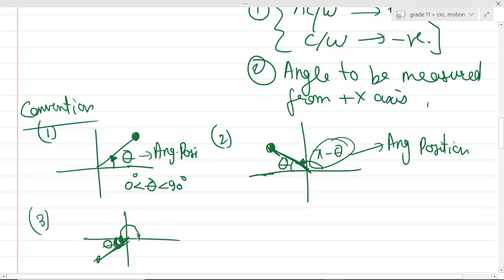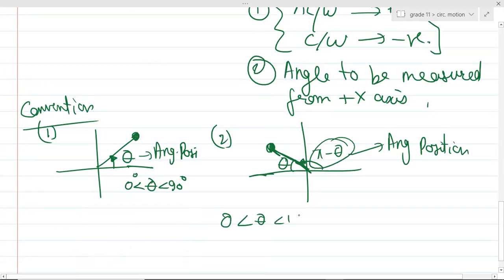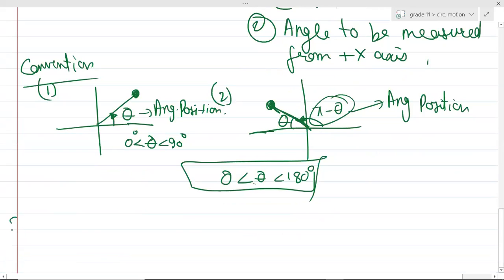We don't need this convention from here to here. We just want this convention only, in which the angle can be between 0 and 180. I want this much angle, and automatically I will do the other things as well. Is this clear, guys? Angular position, is it clear? It's just an angle.